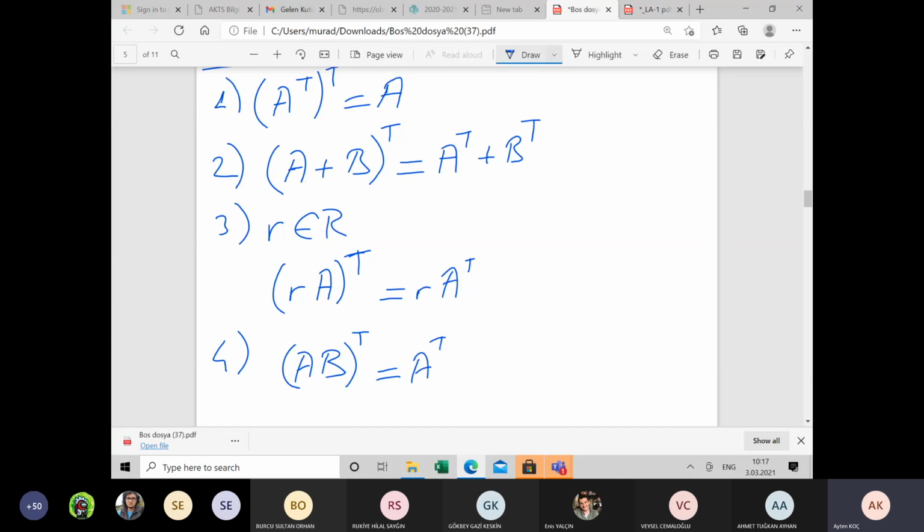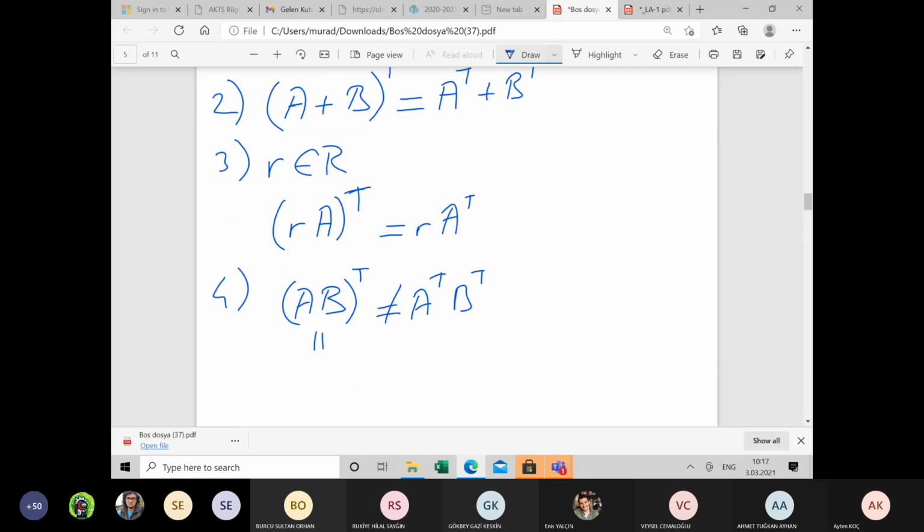This one it's not true. It's okay. So the transpose of AB is equal to transpose of B, transpose of A. It's okay. Order is important, and change the order. It's okay. And this one is not true. Be careful. It's okay.